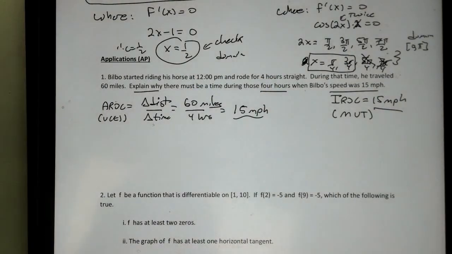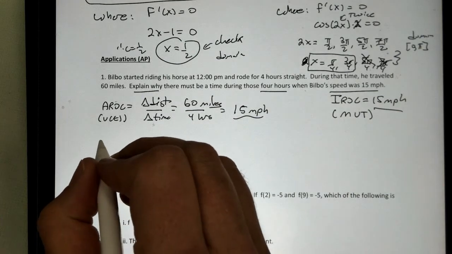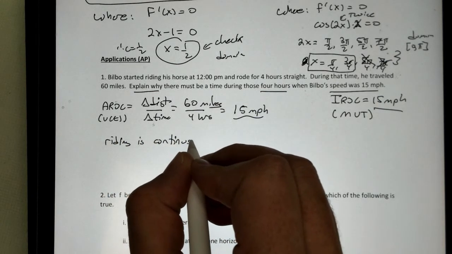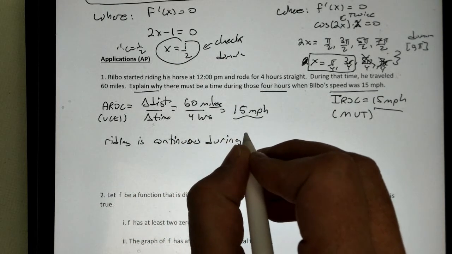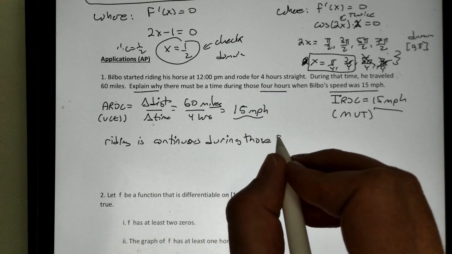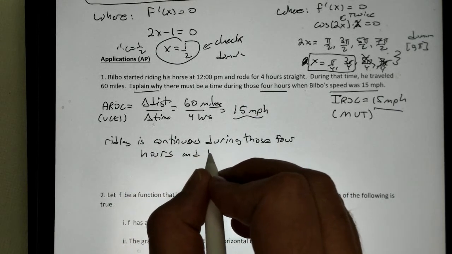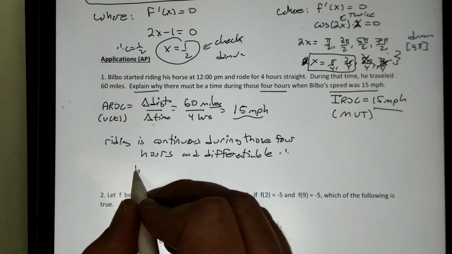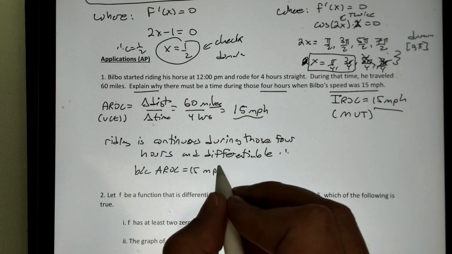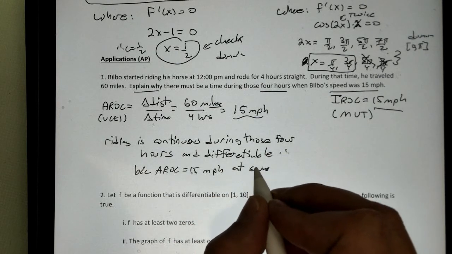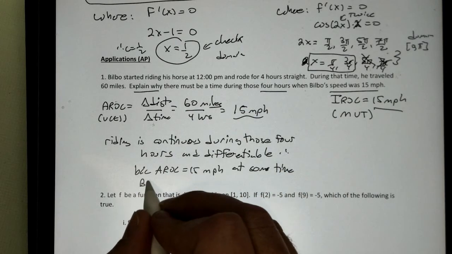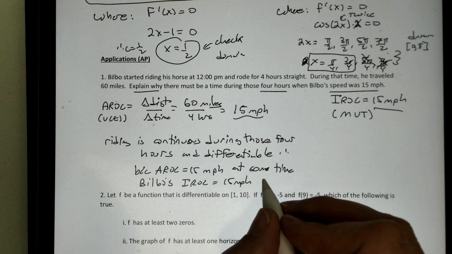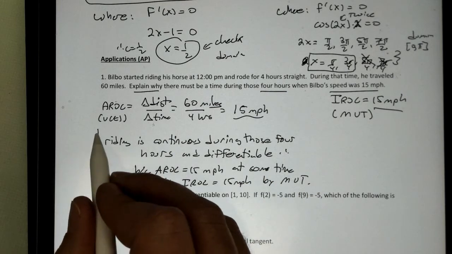So we're going to say that the time is definitely continuous. So we will say f of x, the function of the riding, is continuous during those 4 hours, and differentiable as well. Therefore, because the average rate of change was 15 miles per hour, at some time, Bilbo's instantaneous rate of change was 15 miles per hour. And now comes the most important part: by the mean value theorem. There we go. That's it.